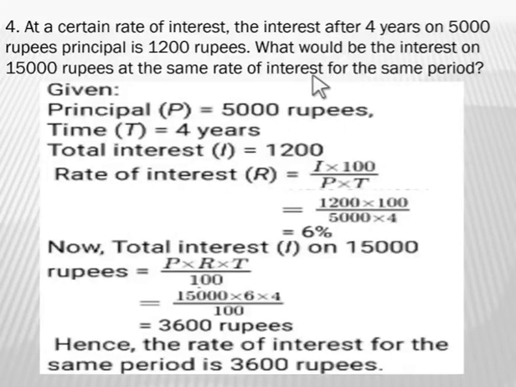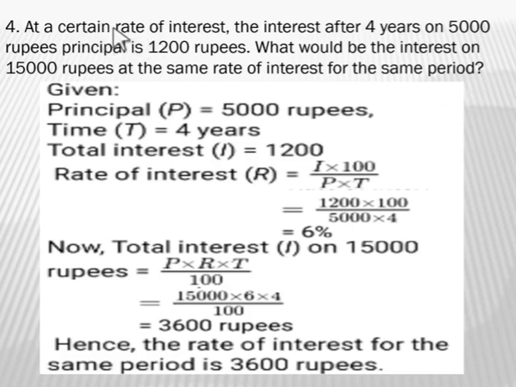Now example number 4. At a certain rate of interest, the interest after 4 years on 5,000 rupees principal is 1200 rupees. What would be the interest on 15,000 rupees at the same rate of interest for the same period? Now children, again go through the example.